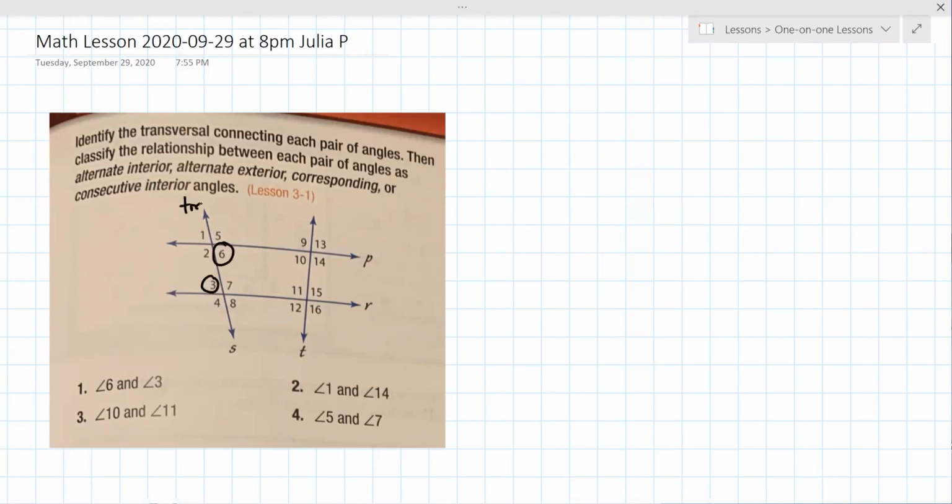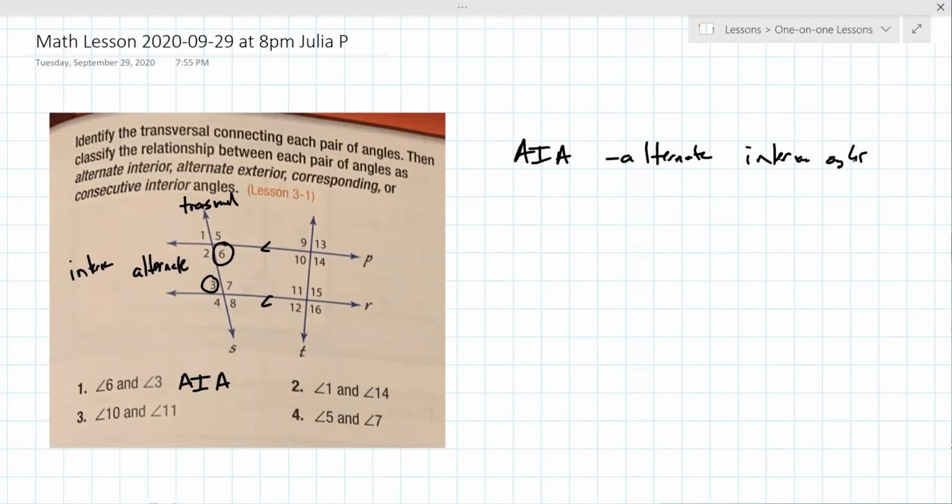This is the transversal that's between the two parallel lines there, and these alternate over the transversal, and this region is also the interior. So sometimes it's AIA, alternate interior angles. It should just be a definition, interior angles. I'm just looking to see if there's any other ones here. Okay, let's go to 1 and 14.